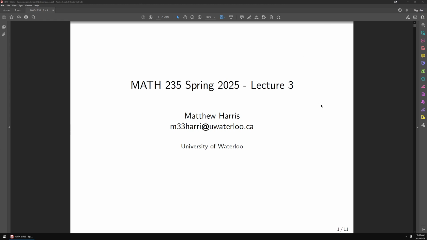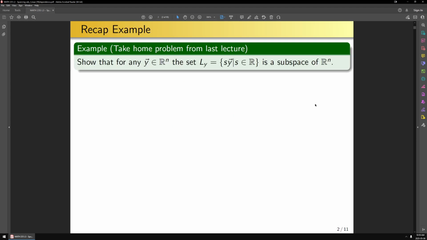So this lecture is all about reintroducing the ideas of span and linear combinations, linear independence, the stuff we need to define a basis. So we'll start by talking about this recap example. Here we want to show that given any vector y in Rn, this set L sub y, which is just a notation we're using to define the set of all of the scalar multiples of that given vector y, is also a subset of Rn.